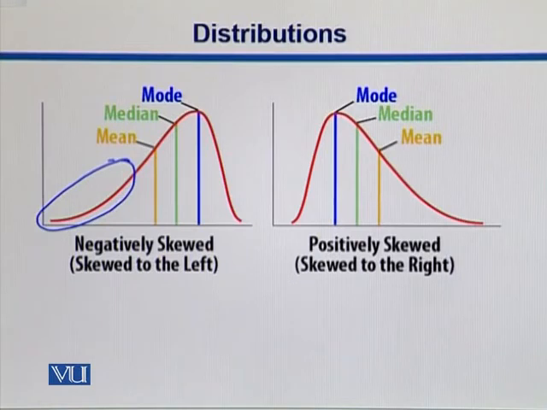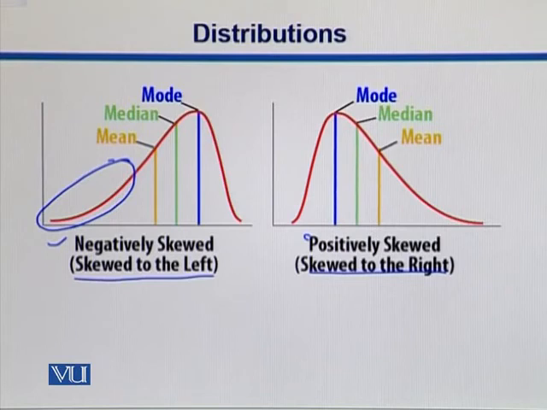For example, if we have a long tail towards the left, we say it is skewed to the left. If it is towards the right, we say it is skewed to the right. This right skewness is also called positively skewed, and this left skewness is also called negatively skewed. In case of skewness, the mean, median, and mode do not coincide with one another. In case of normal distribution, they coincide.